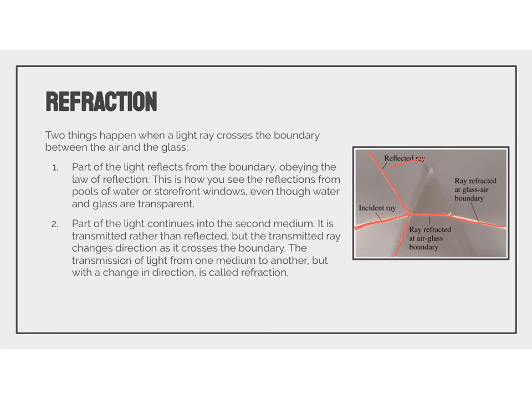So the light refracts. Part of the light gets reflected, and then part of the light goes into this new medium, this new n, right? Because we talked about that last week. And it's transmitted through, but it changes a little bit of its direction. And that is known as refraction.